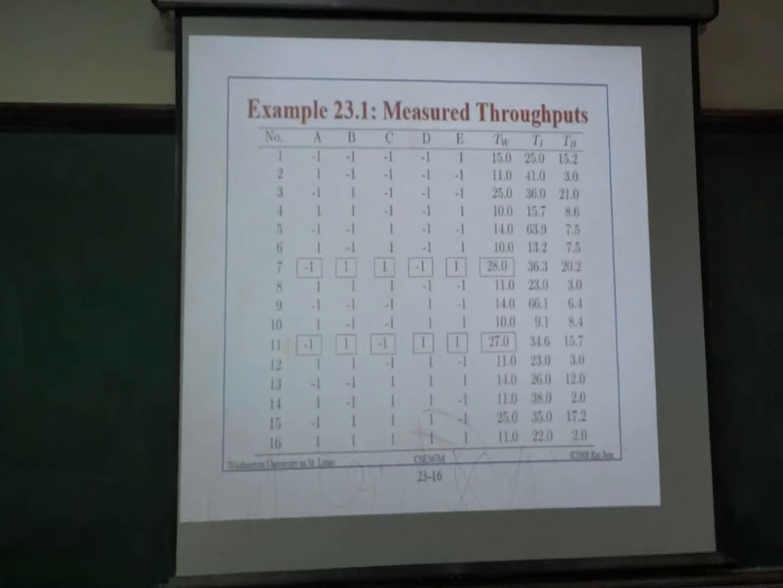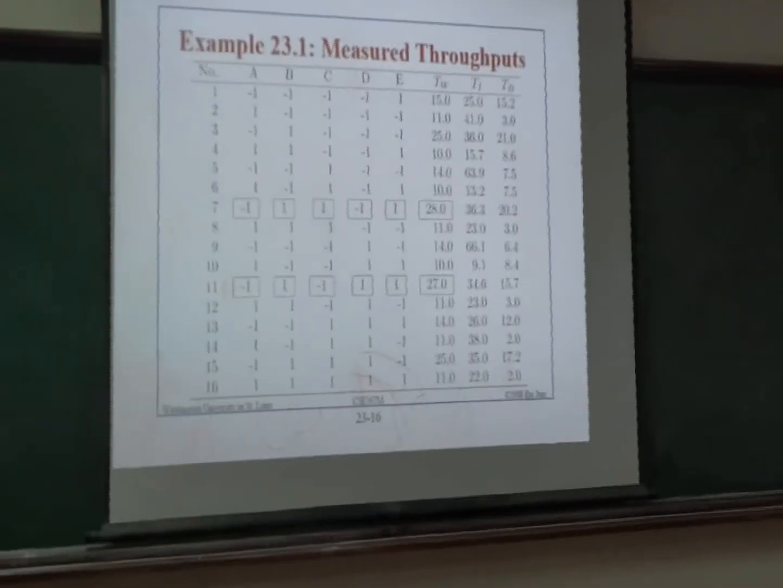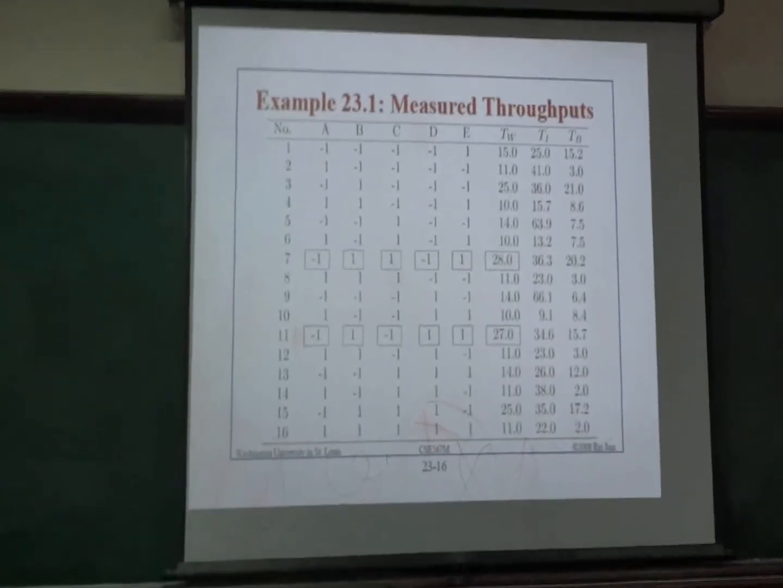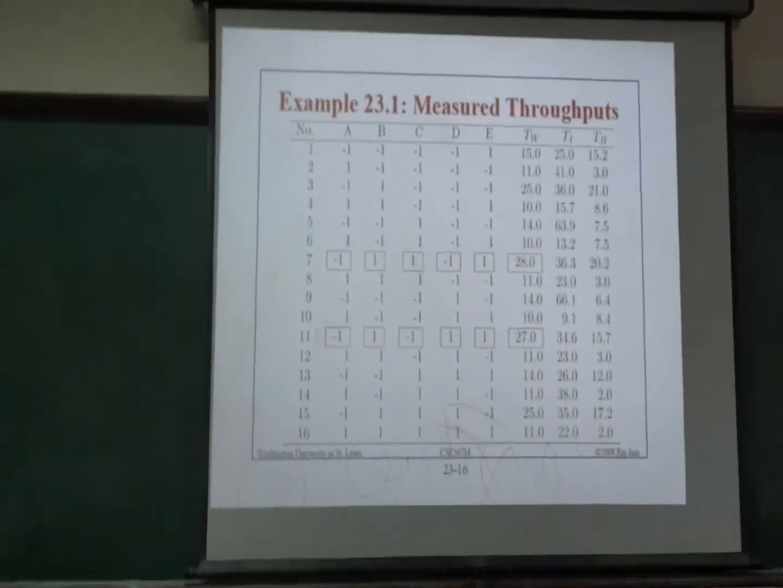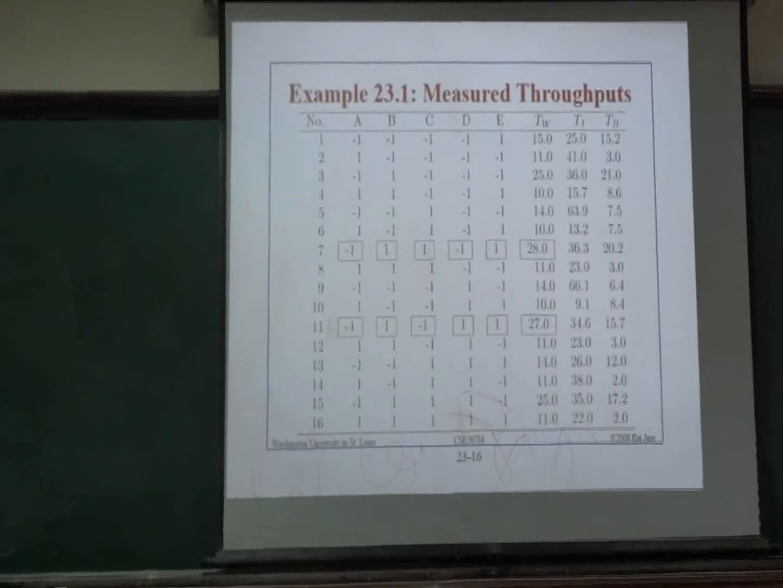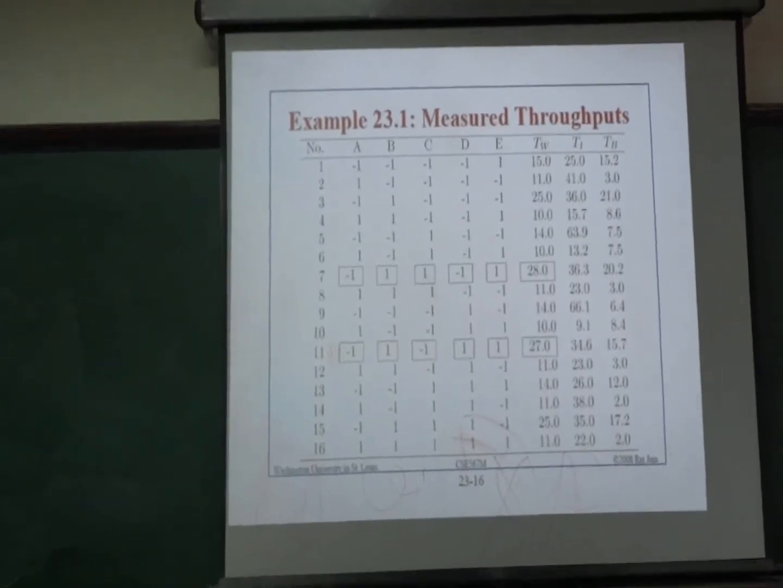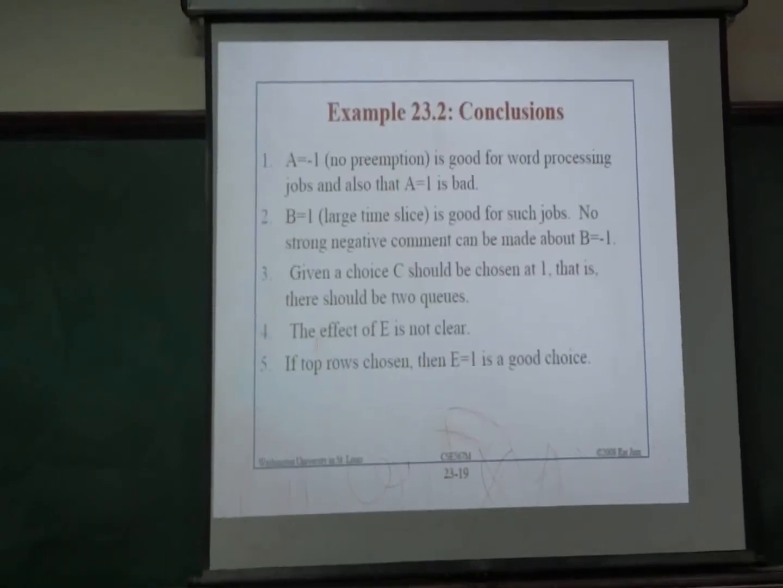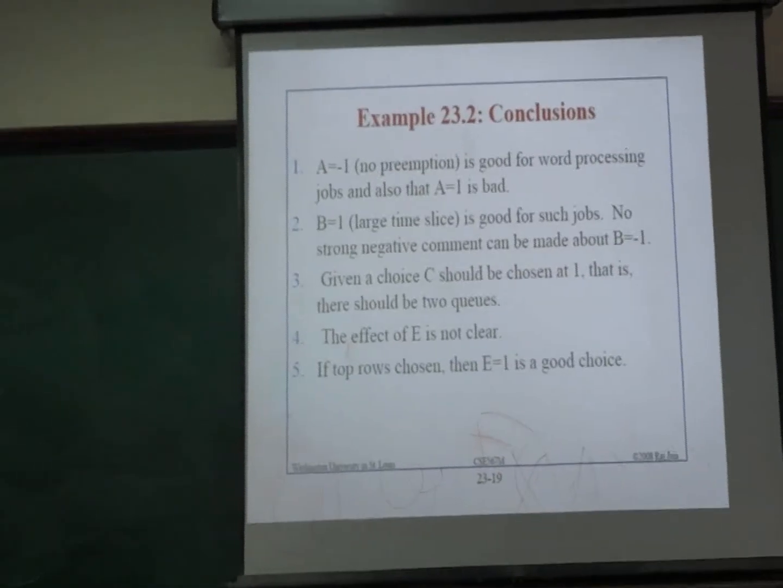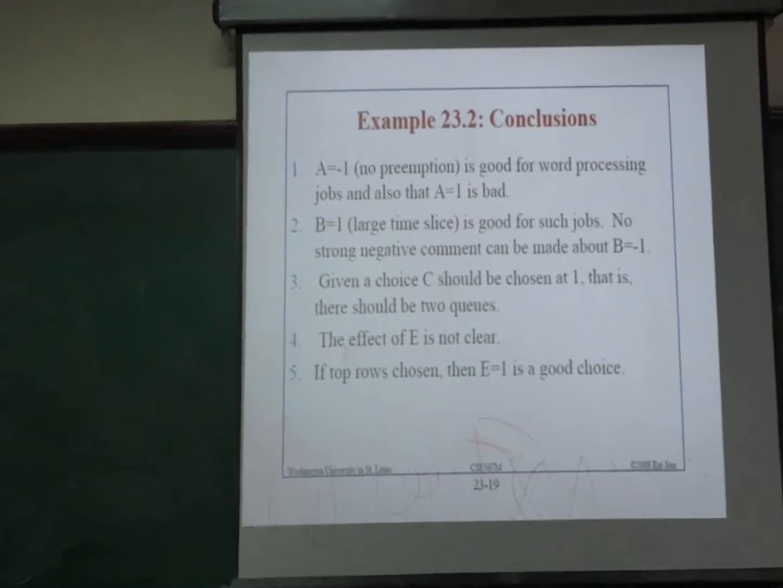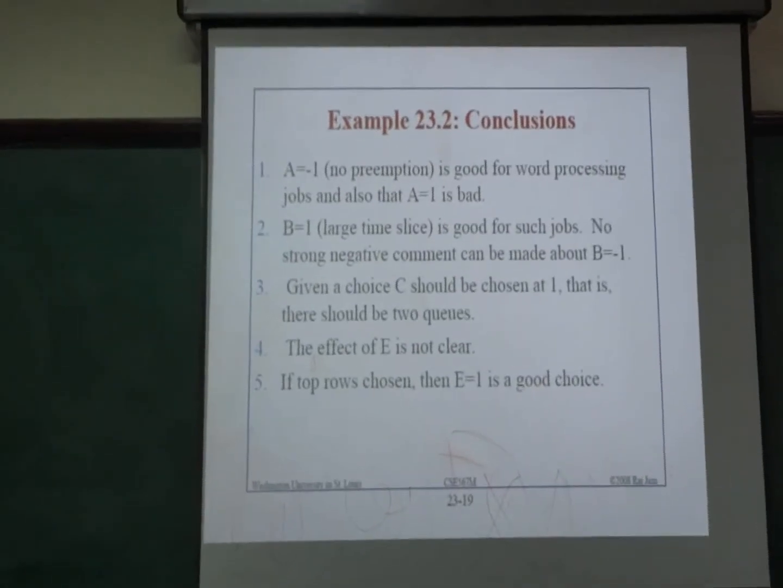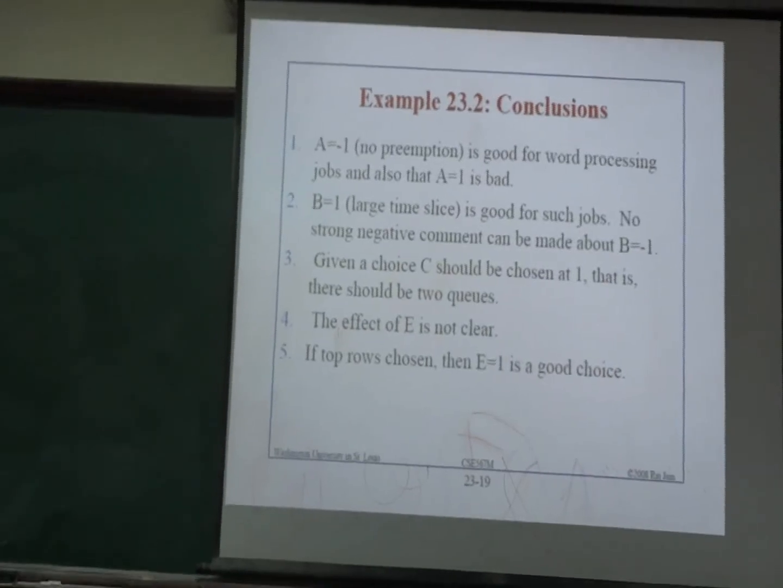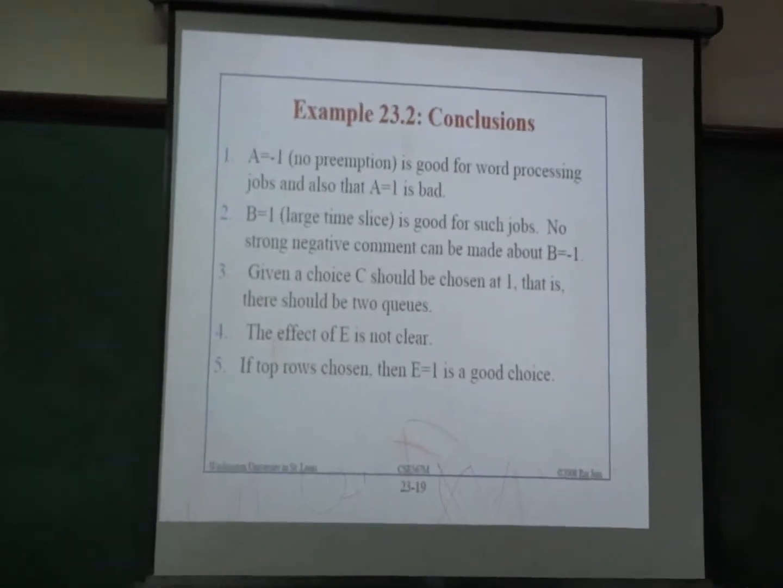Ranking method. The ranking method is similar to the observation method, except that experiments are written in the order of increasing or decreasing response, with the best response first and the worst response last. Conclusion: A equal to -1 is good for word processing jobs, and also A equal to 1 is bad.